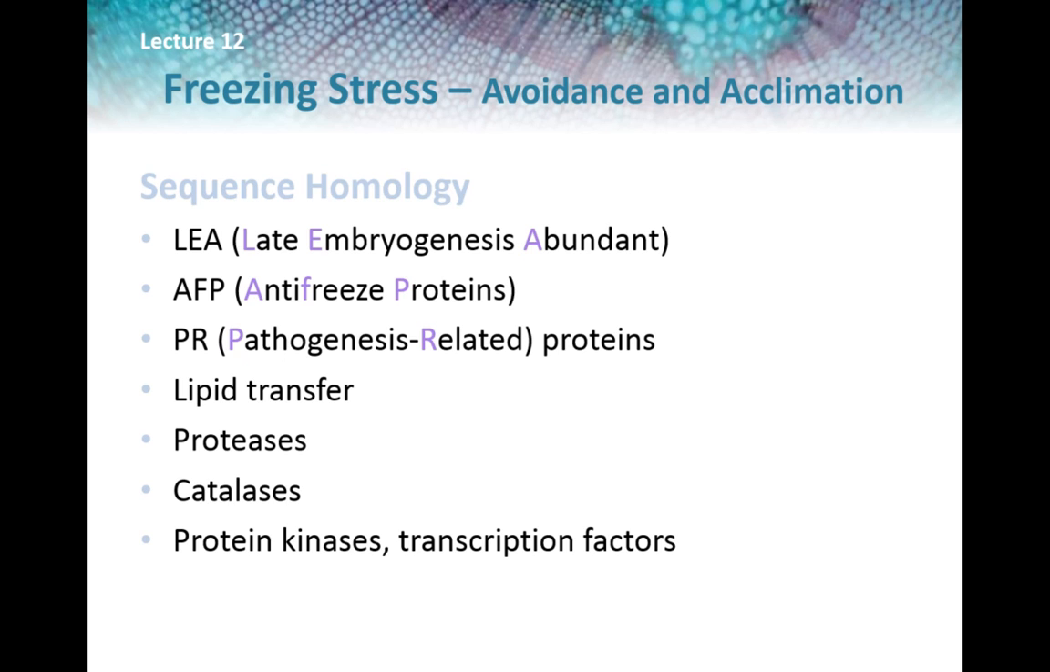AFPs are antifreeze proteins. Those help enable certain insects and polar fish to survive low temperature. PR proteins or pathogenesis-related proteins such as chitinase, thaumatin, and glucanase are involved in disease resistance. However, it is hard to separate functions since some chitinases have antifreeze protein activity. Some other proteins that showed sequence homology are lipid transfer proteins, proteases, catalases, and protein kinases involved in transcription factors.